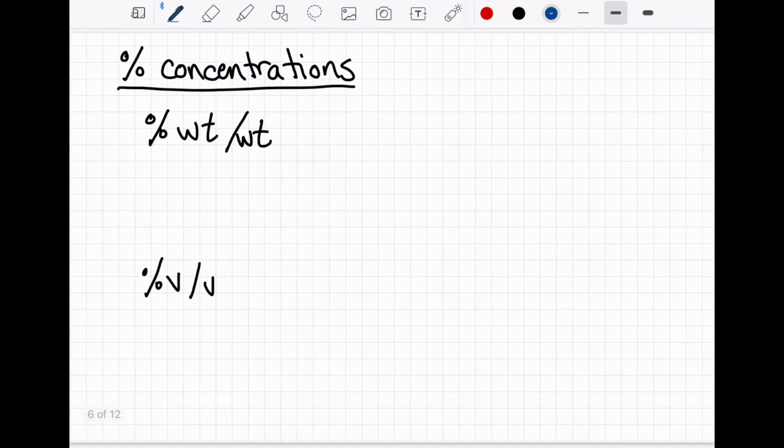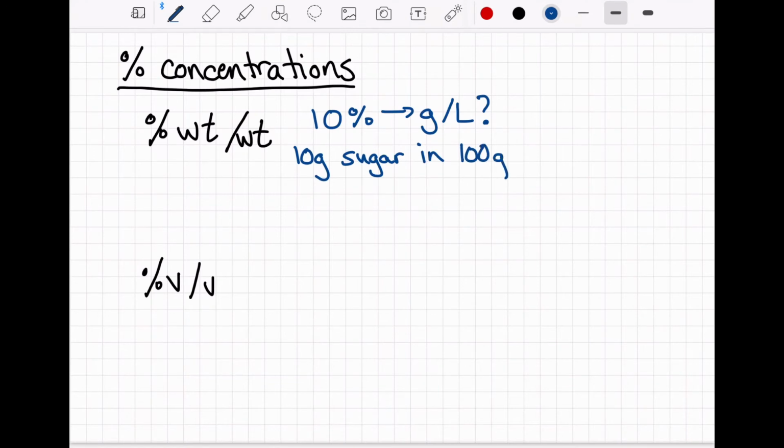Okay, so I do want to explain this percent weight by weight and percent volume by volume just in a little bit more detail. So let's use an example to talk about sugar. So let's say I have 10% sugar, okay, weight by weight. What is it in grams per liter? Okay, how do we interconvert? And this will help us understand what weight per weight actually means. So weight per weight, what that means is that you have 10 grams of sugar in 100 grams of solution.